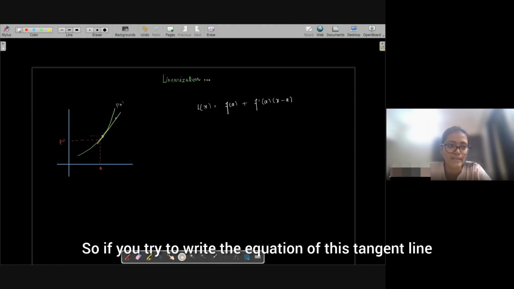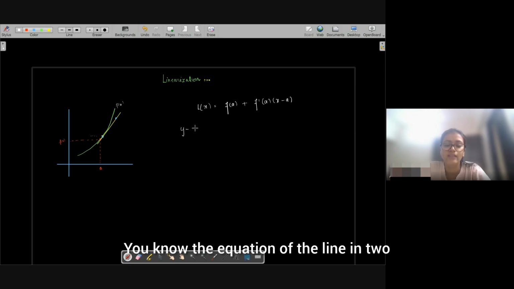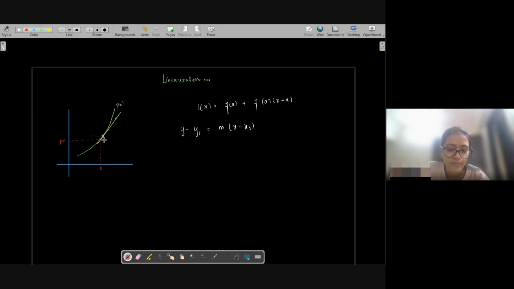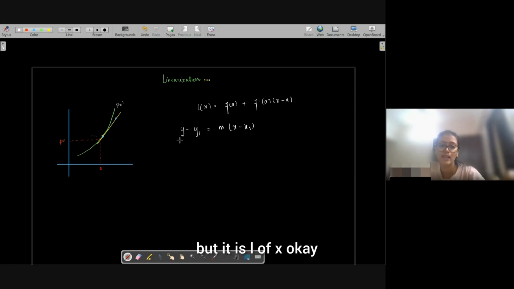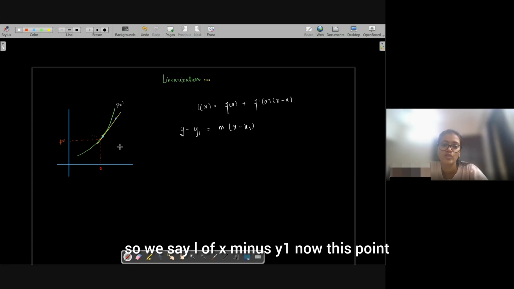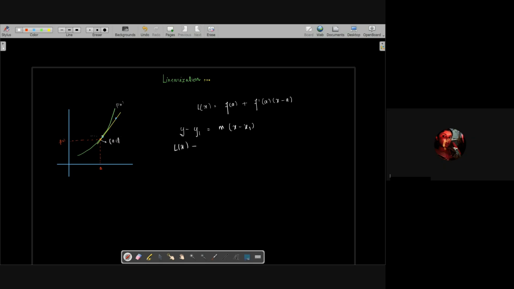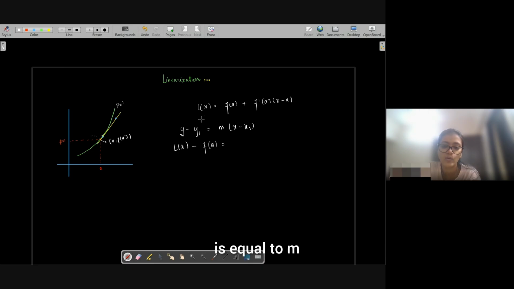Just in case you forget the formula, you can always find it. If you try to write the equation of this tangent line, the equation of the line in point-slope form is y minus y1 equals m times x minus x1. And now our function is no longer f of x, but it is L of x. So we say L of x minus y1. Now this point is a comma f of a. So we are assuming that this point lies on the tangent. So we say minus f of a is equal to m.